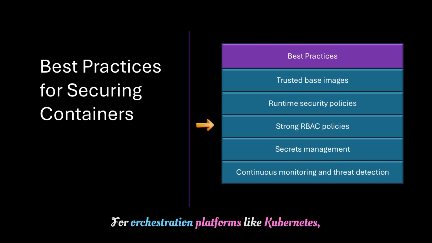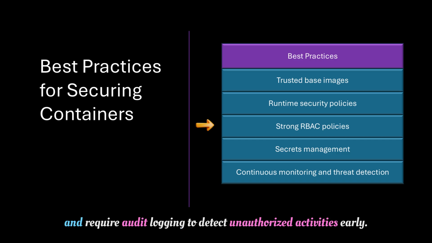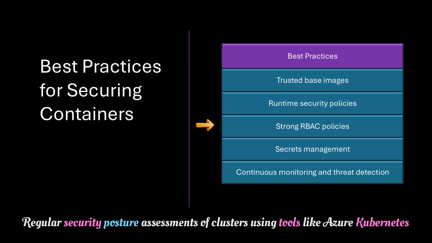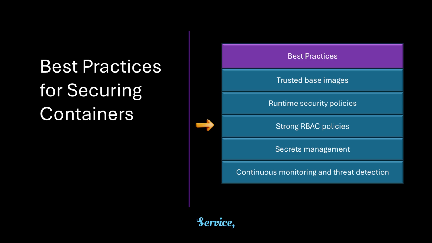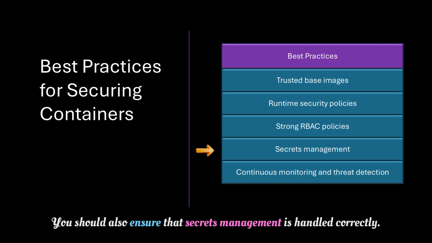For orchestration platforms like Kubernetes, you must lead the enforcement of strong RBAC policies, ensure namespace segmentation, and require audit logging to detect unauthorized activities early. Regular security posture assessments of clusters using tools like Azure Kubernetes Service, AKS, Defender, or Kube-bench will help maintain compliance and visibility. You should also ensure that secrets management is handled correctly.